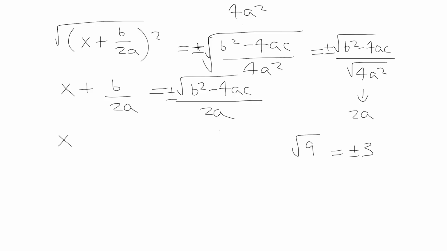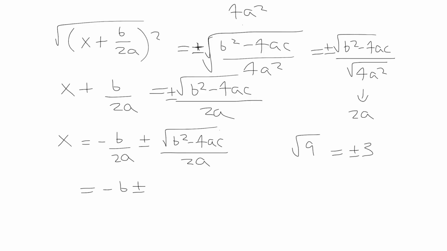Now we can finally isolate the x. So we have x is equal to minus b over 2a plus or minus the square root of b squared minus 4ac over 2a. You can see we have the same denominator for both terms on the right-hand side, so we can combine this into a single fraction, and we get minus b plus or minus the square root of b squared minus 4ac, all over 2a, which is our quadratic formula.